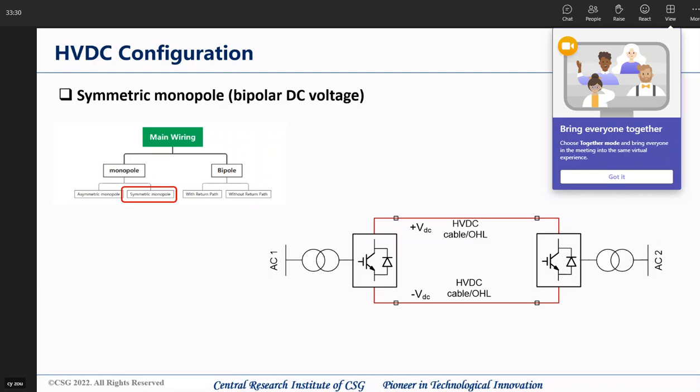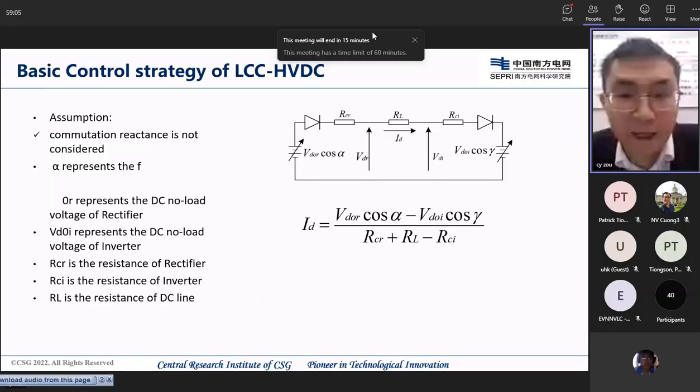So this is rarely used, and the symmetric monopolar is much more used. It means the absolute voltage of both at the same time. Another one is both voltage and current are controlled by changing the firing angle of the converter.